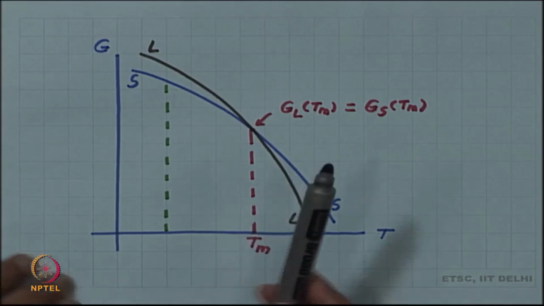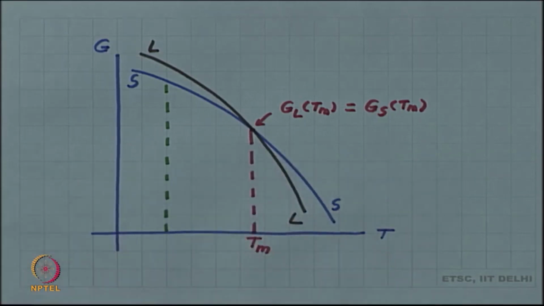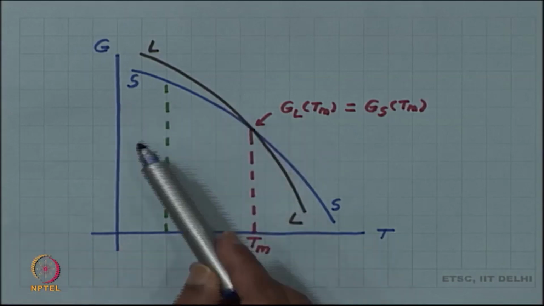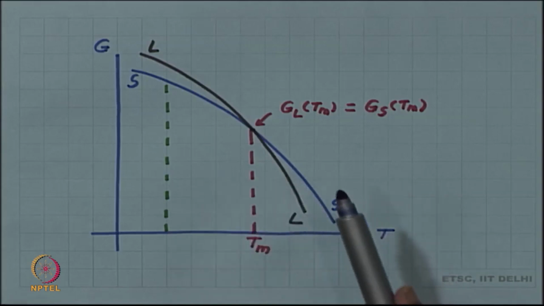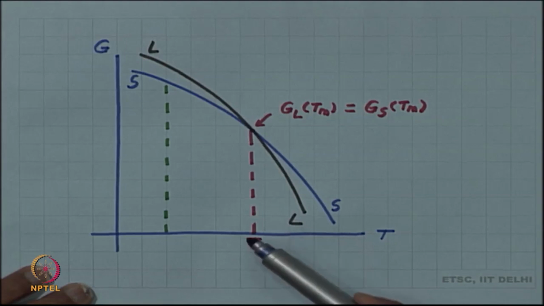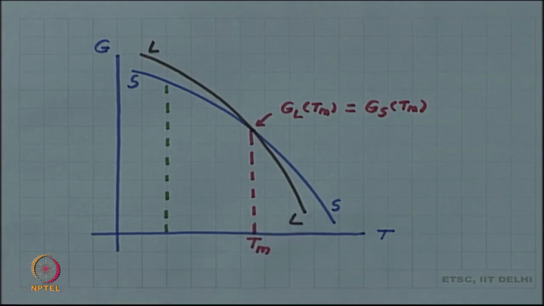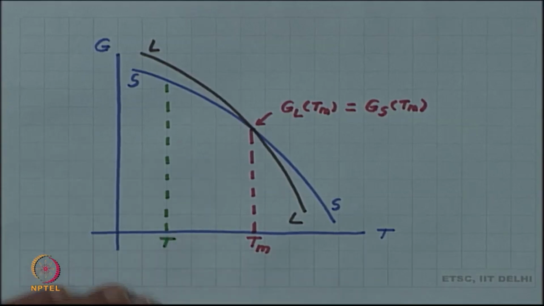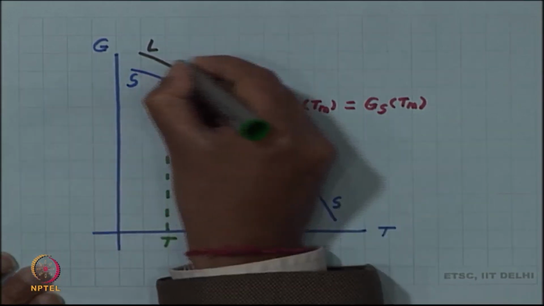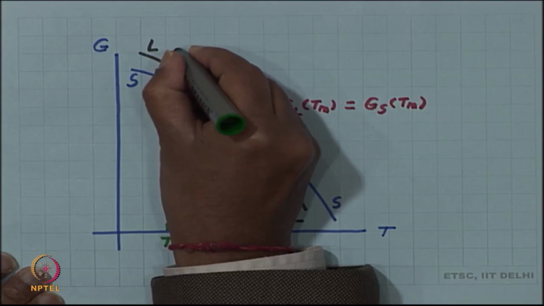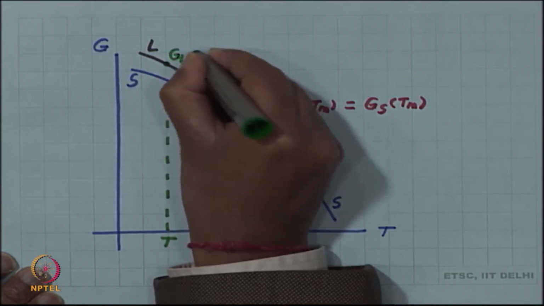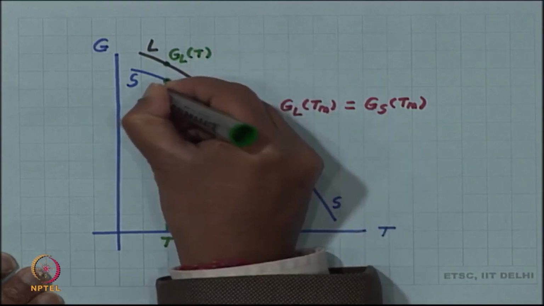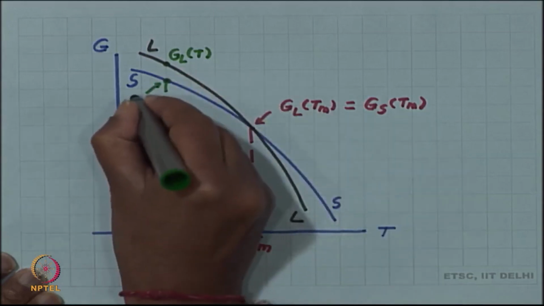Below the melting point, one can see that the solid phase has a lower free energy than the liquid phase. So, liquid can transform into solid below the melting point, whereas solid will melt into liquid above the melting point. If we have some transformation temperature represented by this green vertical T, then at that transformation temperature the liquid phase has a higher free energy, whereas the solid phase has a lower free energy.